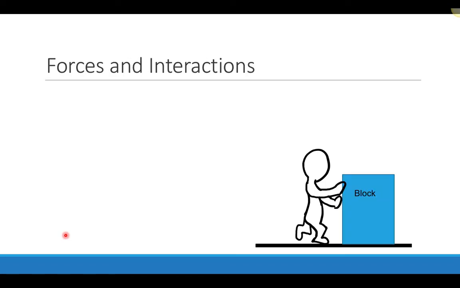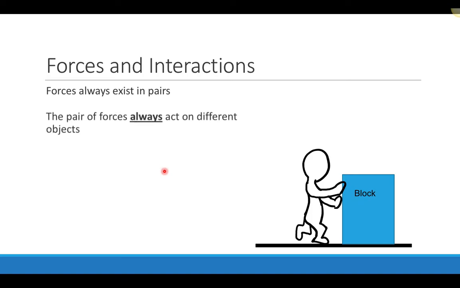So let's examine these forces and these interactions. Here I have this picture of a person and a block, and we're going to look at what's going on between those two. The first thing about Newton's third law is that forces always exist in pairs. And you should be able to identify, if you have one force, what the pair to that force actually is.